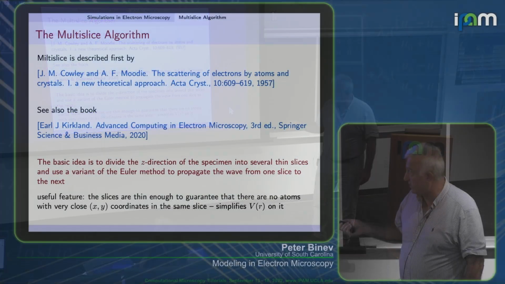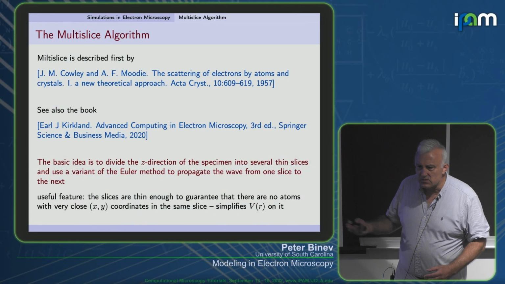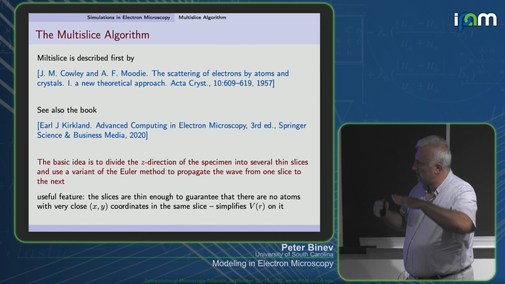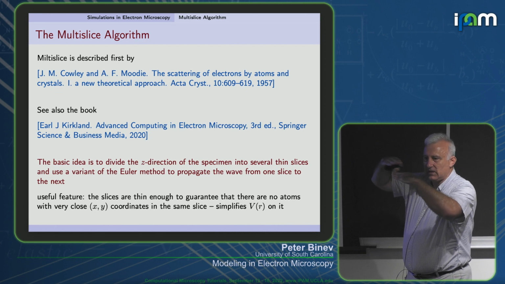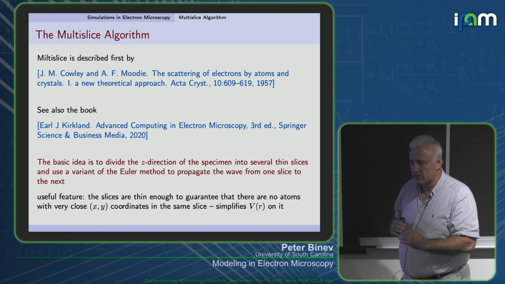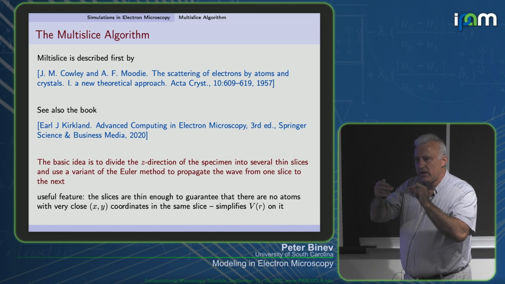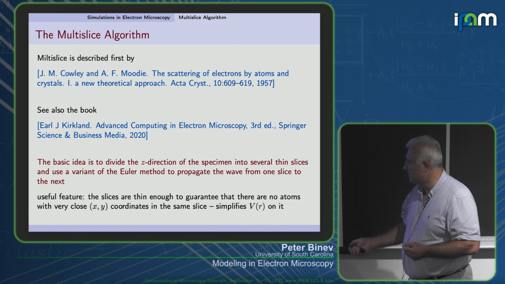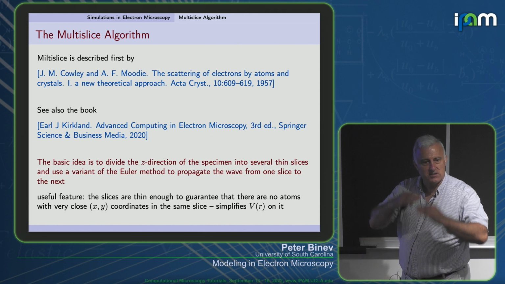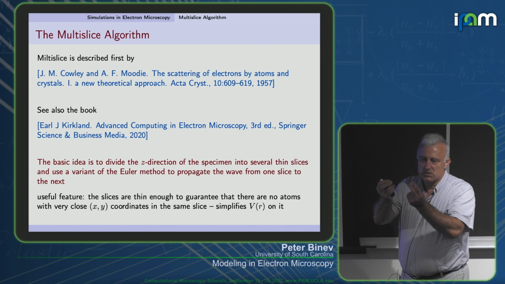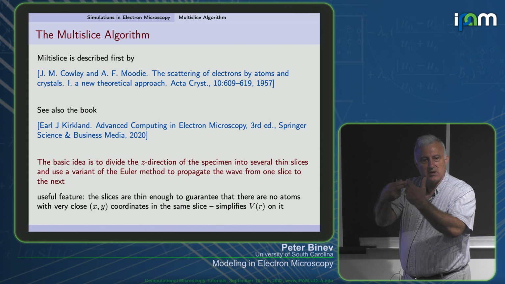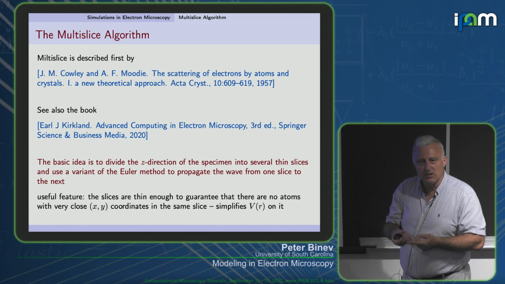The useful feature about this multi-slice algorithm, which I think is not advertised enough, is that the fact that we want very thin slices in the z direction will assure that there are not two atoms in the same slice which have close x and y positions, which means the calculation of the V on this thin slice would be relatively simple, because you don't have atoms which are close to each other, so their interactions can be neglected.